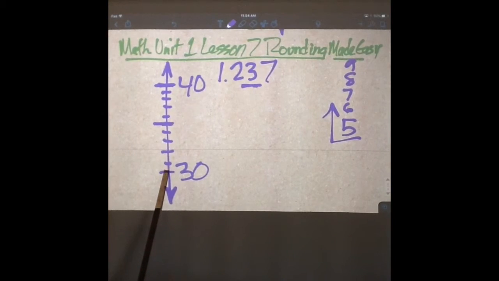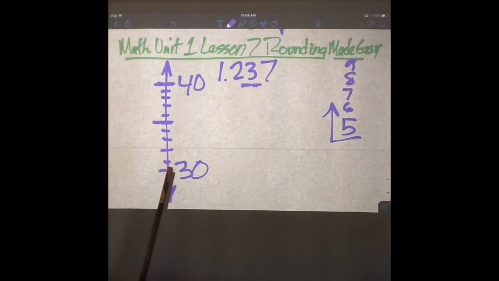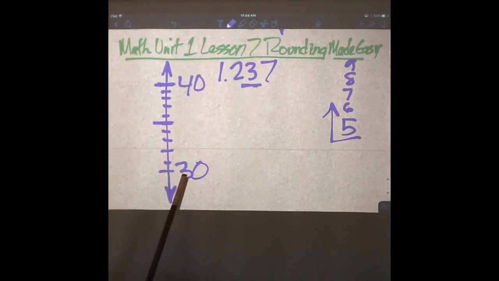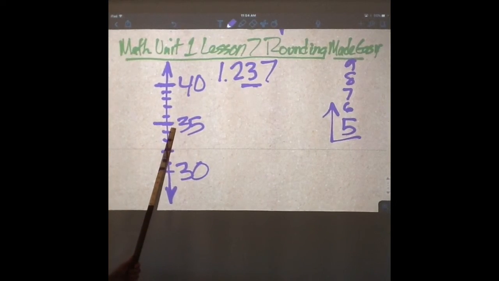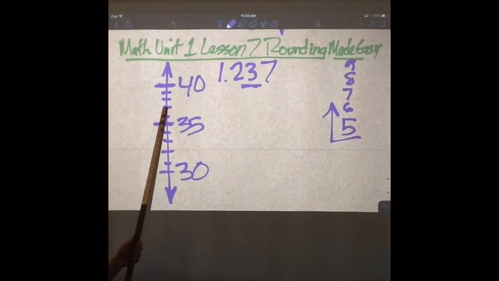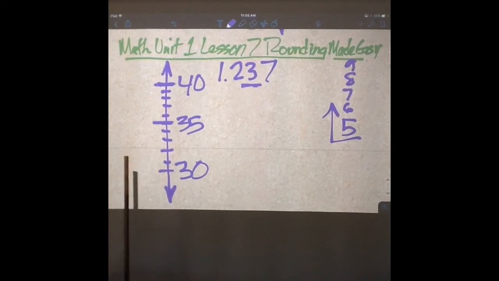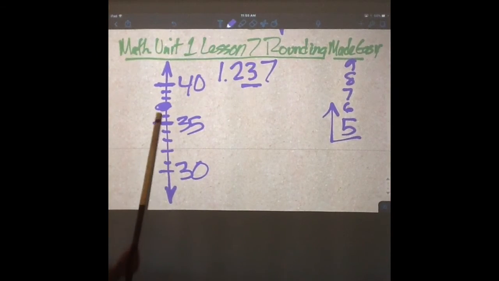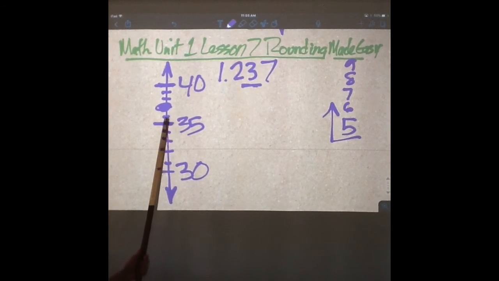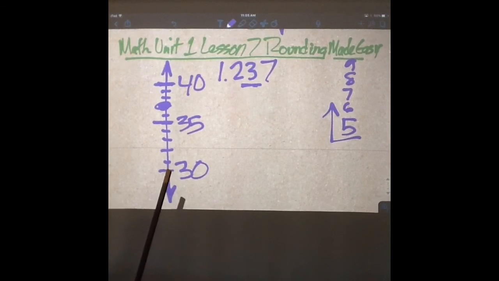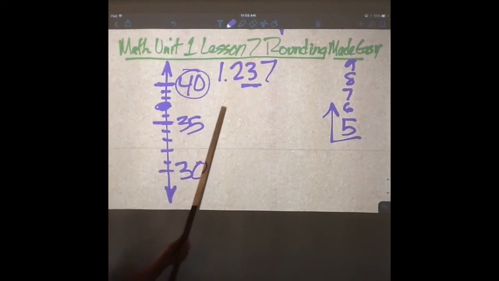Where's the 7 on here? Do you want to just tell me when to stop? Or do you want me to count up? What would be easier for you? Tell you to stop. Okay, I'll count up and you tell me when to stop. 30, 31, 32, 33, 34, and this is our 35, right? Have we made it yet? No. 36, 37. Stop. Yeah, so let's put our point there. So is that above this line? Yes. If it's on the line or above, we round up. So we're going to circle the 40.